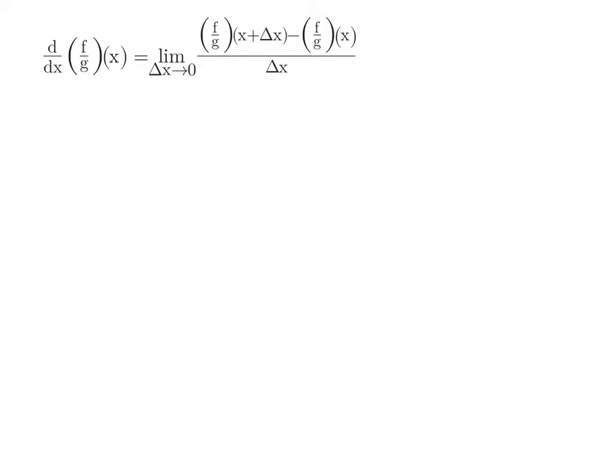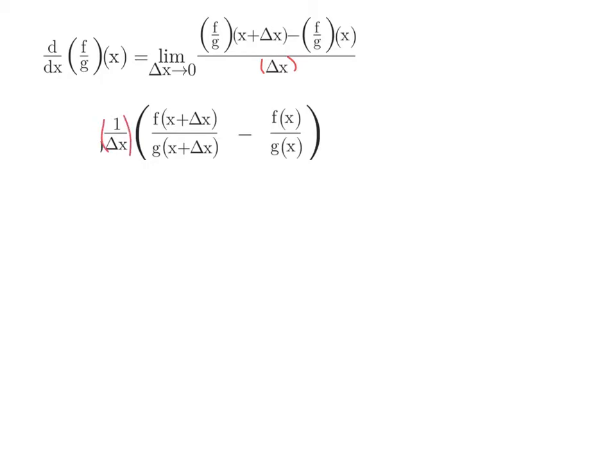So the first thing I want to do is just a little rearranging. To get rid of the fractions inside of fractions, I took this denominator and pulled it out as 1 over delta x. Then, using the definition of f over g of x plus delta x and f over g of x, wrote them as their two fractions, right here and right here. Next, I want to subtract those two fractions.